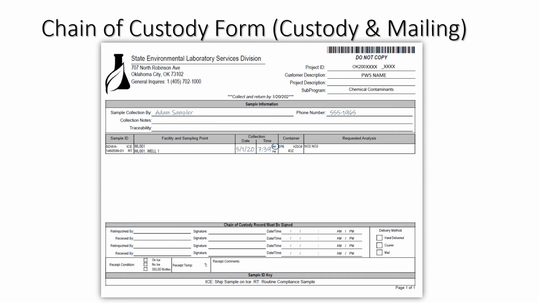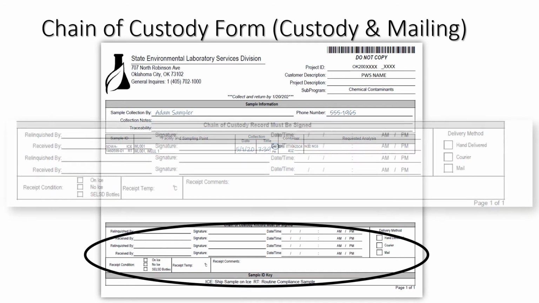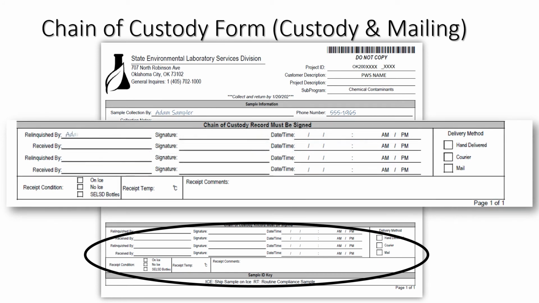If you are mailing your samples via U.S. Postal Service or courier, complete the chain of custody portion of your form as you are packing your shipment. Print your name and sign the bottom of the form to relinquish your samples to the laboratory. Add the date and time that you are packaging up your samples. Place the chain of custody into the shipping container, preferably in a Ziploc style bag to keep them from getting wet in case your samples leak in transit.